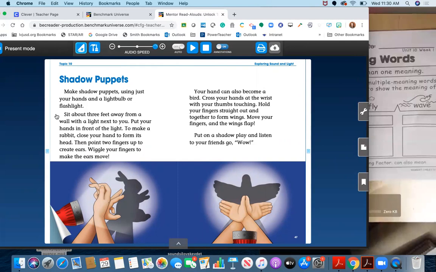Sit about 3 feet away from a wall with a light next to you. Put your hands in front of the light. To make a rabbit, close your hand to form its head. Then point 2 fingers up to create ears. Wiggle your fingers to make the ears move.